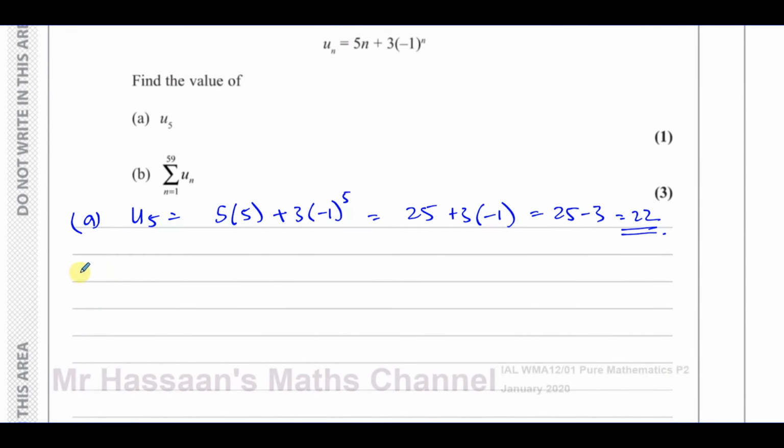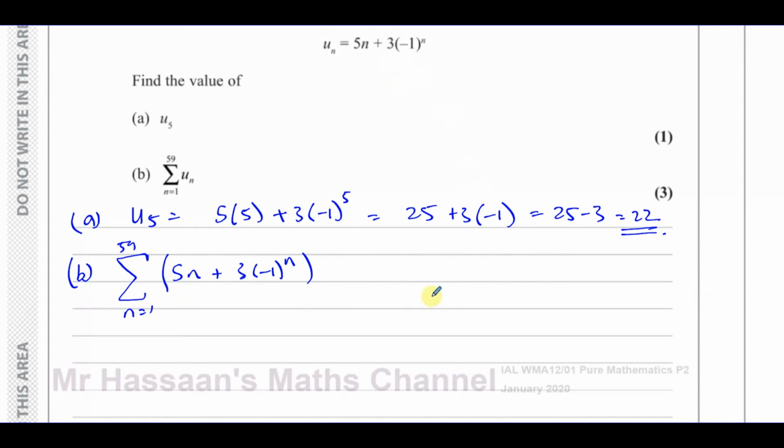Pretty straightforward. Part B now, it says find the sum between n equals 1 and 59 of un. Okay, so basically you've got to find the sum of this whole sequence, 5n plus 3 times (minus 1) to the power of n. You've got to find the sum of all of these numbers. So the first term would be when you put 1 in here, which would be 5 minus 3, which would be 2. And the second term was what you get when you put 2 in here, which would be 10 plus 3 times 1, which would be 13, and so on. So it's like you have to add all the first 59 terms together for this series.